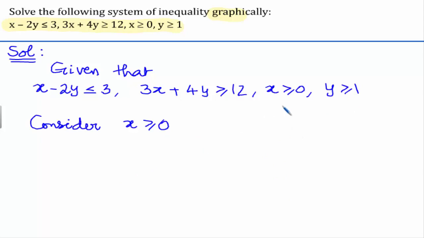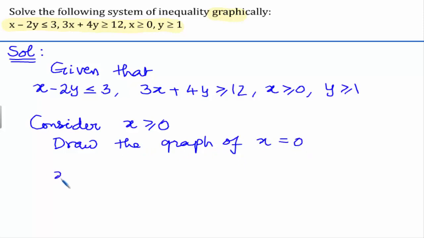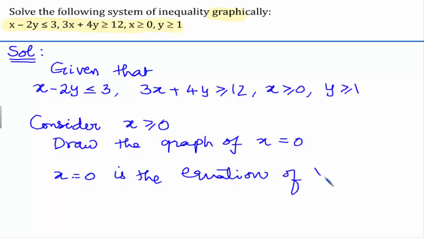Let us consider the first inequality, which is x greater than or equal to 0. We have to draw the graph of x is equal to 0, and we know that x is equal to 0 is the equation of the y-axis.